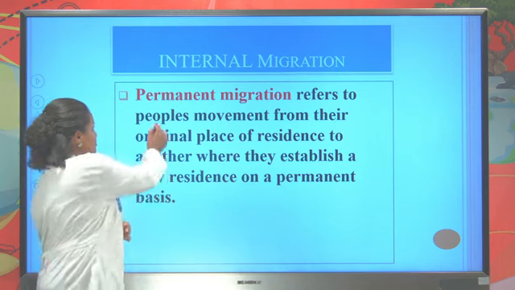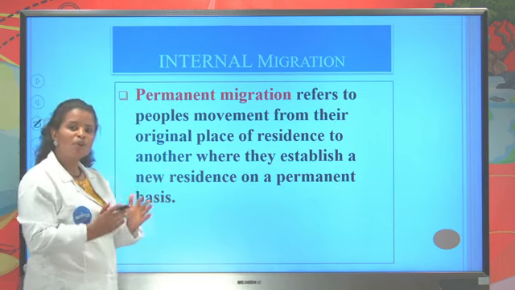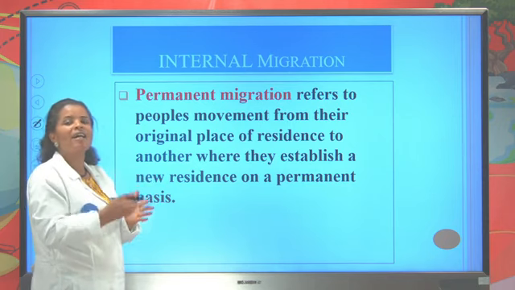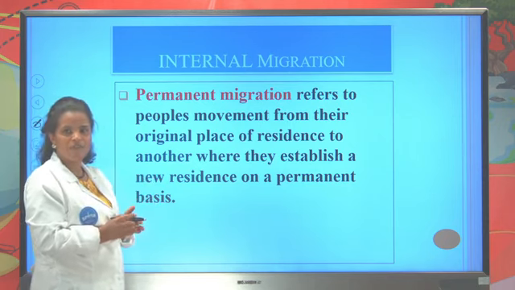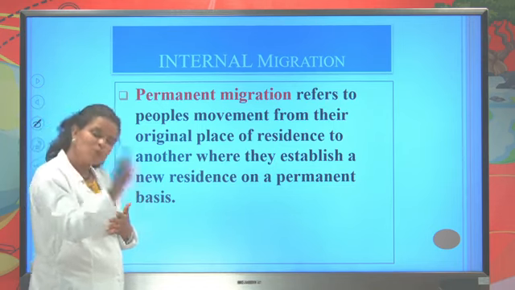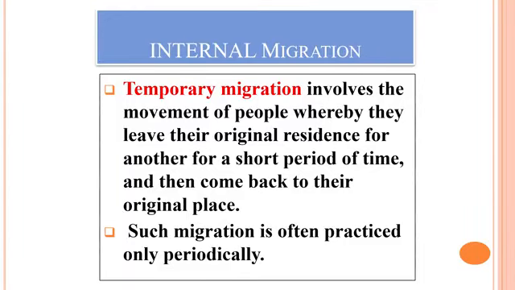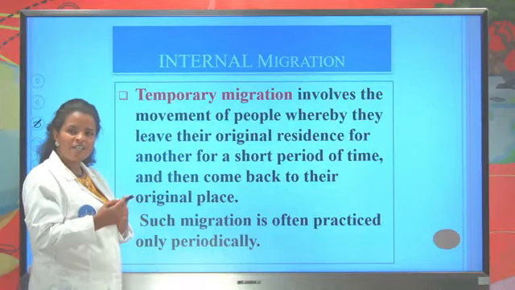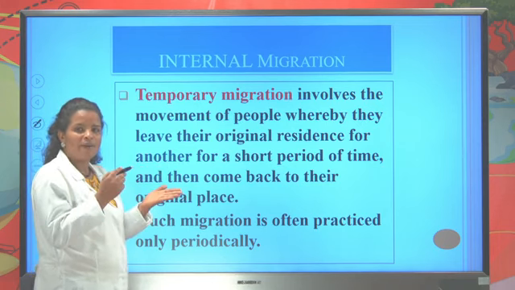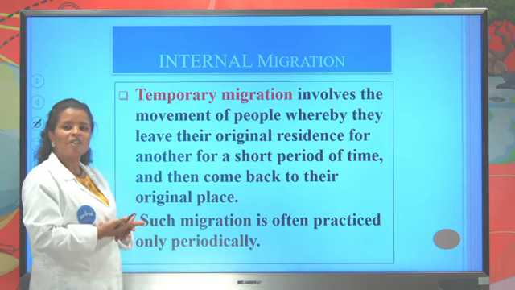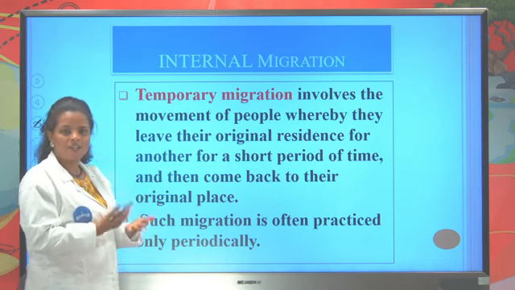Permanent migration refers to people's movement from their original place of residence to another where they establish a new residence on a permanent basis. This means they do not return back to their origin. Temporary migration involves the movement of people whereby they leave their original residence for another for a short period of time. This means they return back to the origin. Such migration is often practiced periodically.